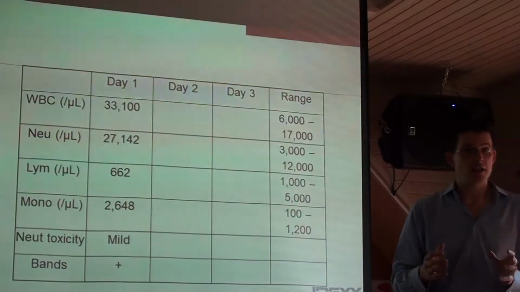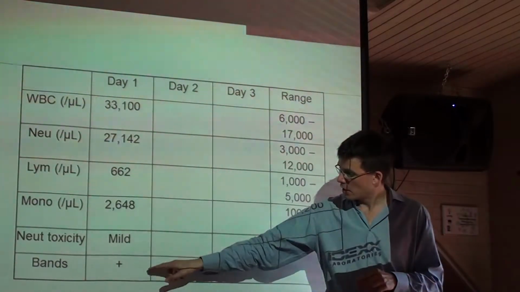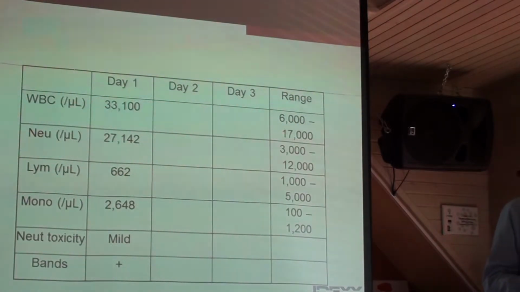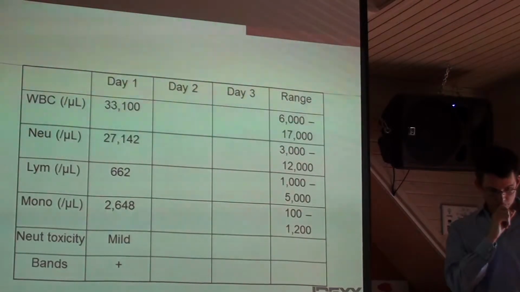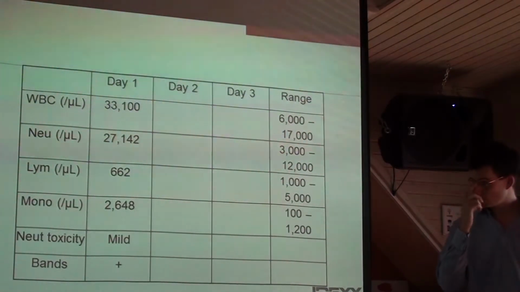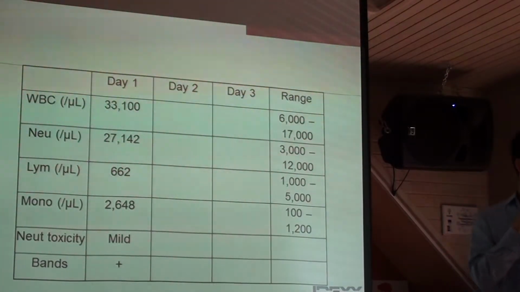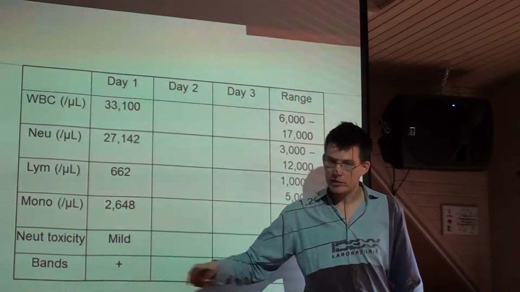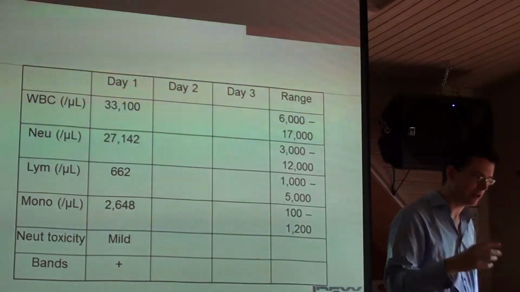Now this particular analyzer did not have a flag or a dot plot to look at for the band neutrophils, and so the nurse looked at the microscope and noted that there were some band neutrophils present. You do not have time to sit and count band neutrophils. It's enough to use a qualitative system of plus for some, plus for more, plus for lots.